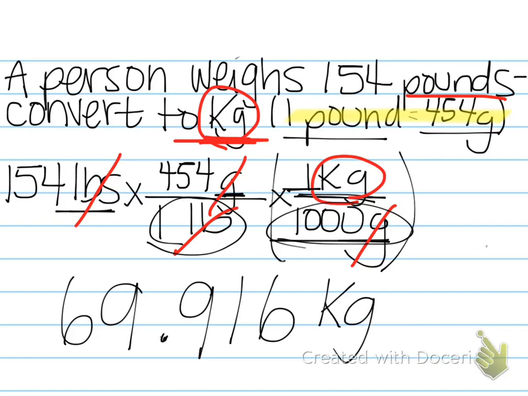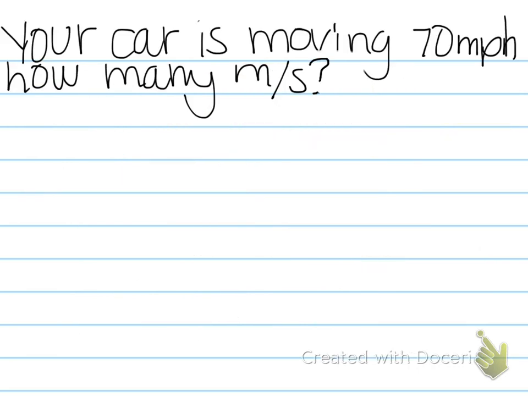Now, what is this telling me? It's telling me that 154 pounds that we started with is the same thing as 69.916 kilograms. Sometimes we need things to be in different units, and the way that we do that is through dimensional analysis. So we're going to do one more problem here, and this is one that tends to be the most complicated, but if you remember to write out your units, make sure they cancel, you will be just fine.